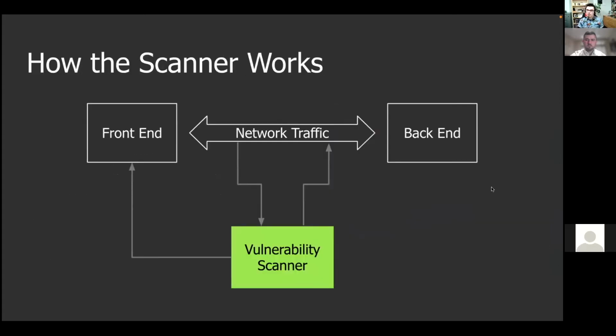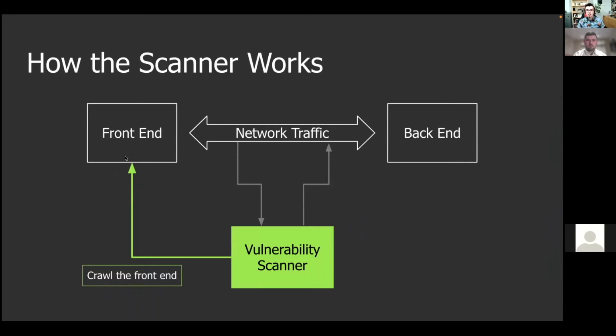Very quickly, we'll talk about how these work. We have here a vulnerability scanner that sits between a front end and a back end. Between your front end and your back end, you've got network traffic going along, and the vulnerability scanner can interact with the front end. They crawl web elements to find links to follow. Because they're web crawlers, we call that tool a spider. So they spider the front end.